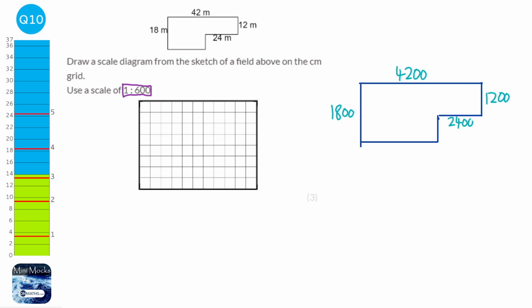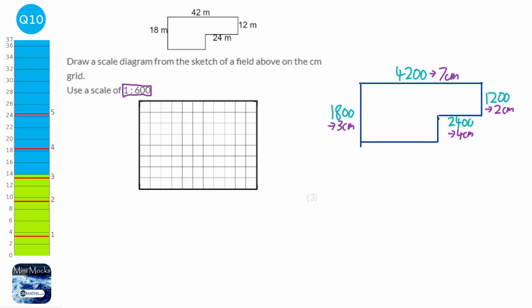So I'm going to start with the 4,200, and all you need to do is divide it by 600, and I get the answer of 7. So it's going to be 7 centimetres on our diagram. 1,200 divided by 600 is 2, so that's going to be 2 centimetres. 2,400 is obviously going to be 4 centimetres. And 1,800 divided by 600 is obviously going to be 3, so 3 centimetres.